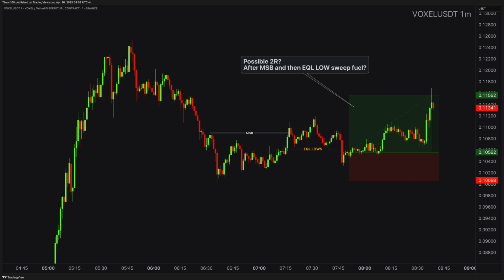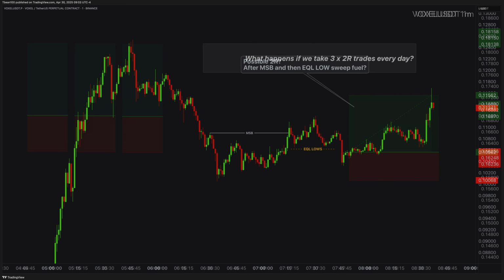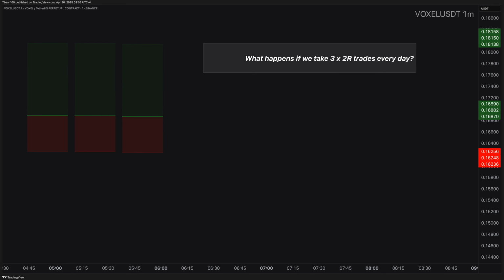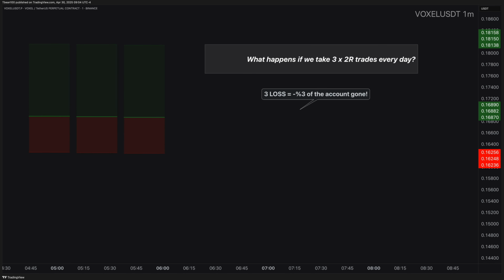If you notice, none of these entries are actually perfect. But as a trader, we must try and take some trades. So, what if I take 3 times a 2-hour setup every single day? It's kind of overtrading, but let's observe the idea anyway. If I take 3 losses in a row with 1 hour, basically 1% of my account each, then I will be losing 3% of my total account just in a single day, just today.